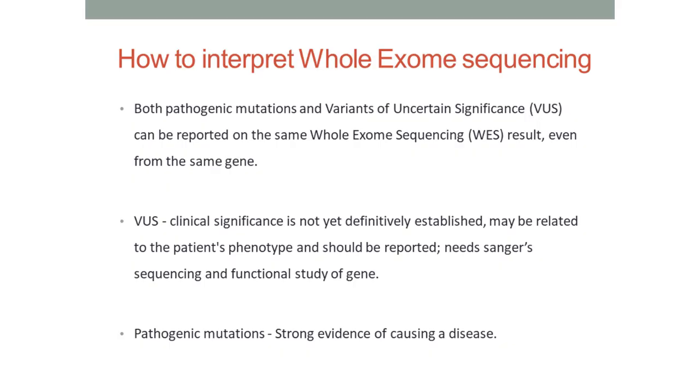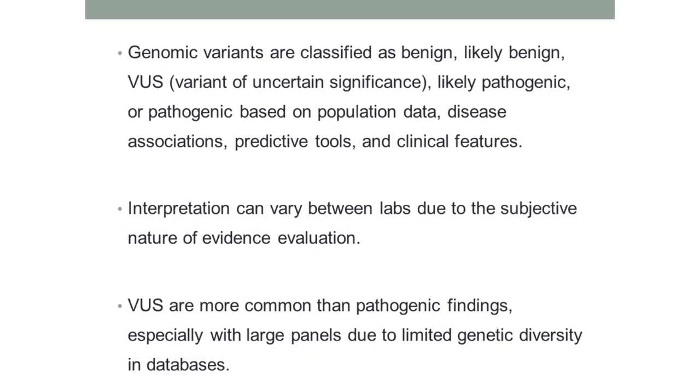Pathogenic mutations are already evidence-based; there is strong evidence of their causing the disease. But genomic variants are classified as benign, likely benign, VUS, likely pathogenic, or pathogenic based on population data, disease association, predictive tools and clinical features. Interpretation can vary between labs due to the subjective nature of the evidence evaluation.